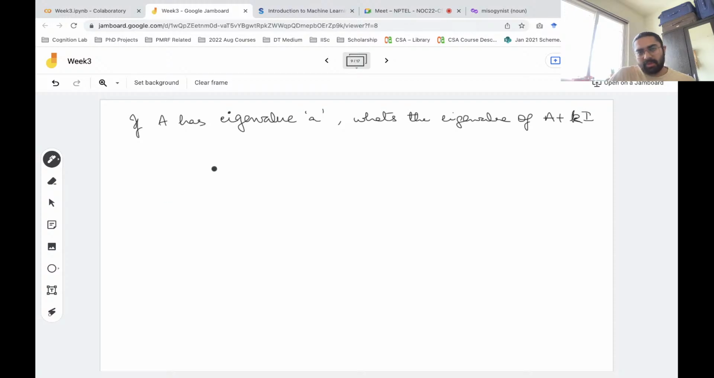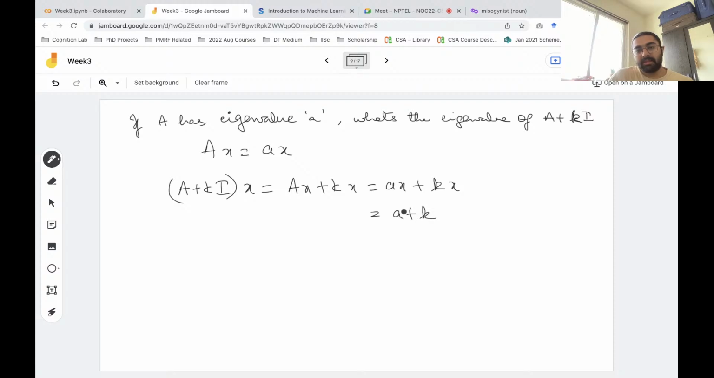This is a simple question in some sense. Let's say A has eigenvalue small a. What is the eigenvalue of A plus kI? From the eigenvalue definition, I can always write AX equals small a times X. Now I can write this as AX plus kX. From here I get small a x plus kx, and this becomes (a plus k) times x. So the eigenvalue of A plus kI will be small a plus k.